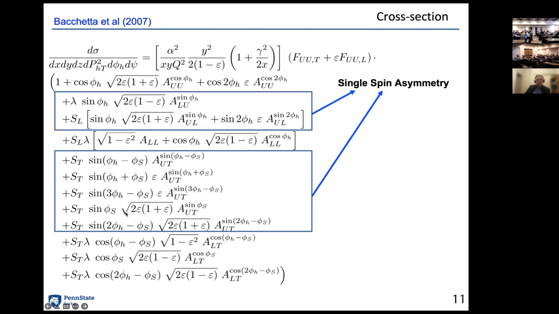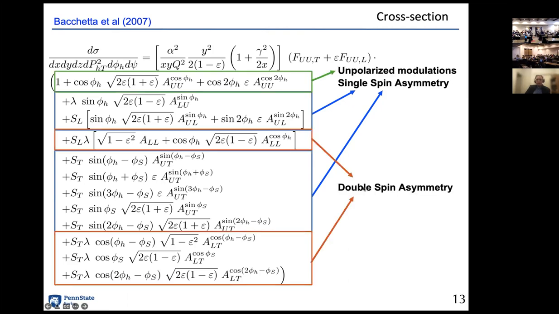We can have 1, 2, 3, 4, 5 asymmetries. Or we can have double spin asymmetries, then we have to have polarization both of the beam and the target. So here are the examples for the longitudinal polarization of the beam and the target. ALL, for instance, would describe the helicity distributions. Or here, it's the longitudinal polarization of the beam, but transverse polarization of the target. And so if one counts them all, there are 18. And of course, this prefactor here is the unpolarized cross section.